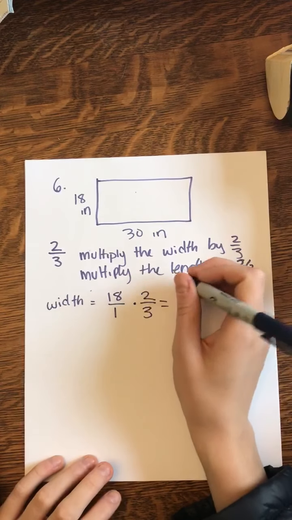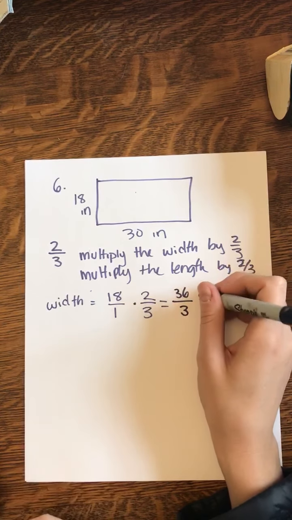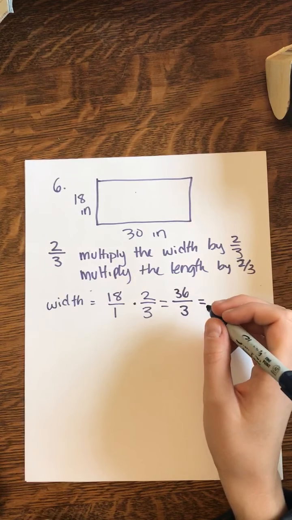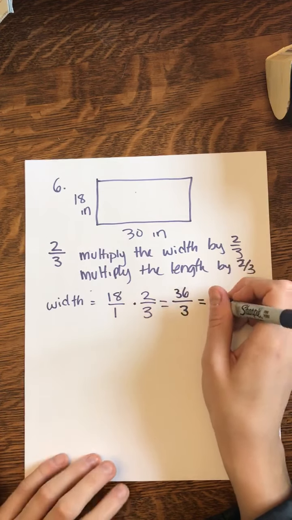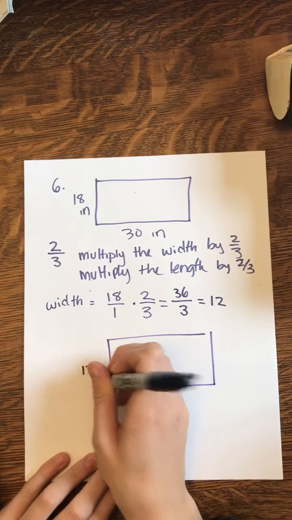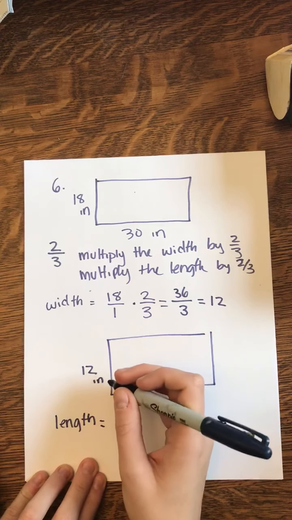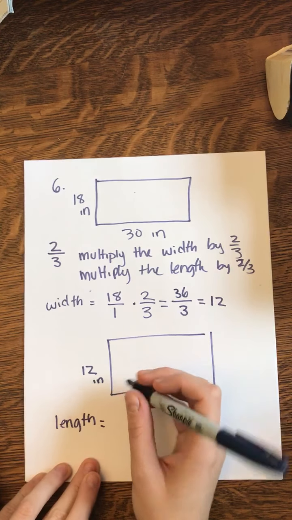So 18 times 2 is 36, and it's 36 over 3. I can simplify that. 3 goes into 36 12 times. So my new width is 12 inches. And so let's find my length. I do the exact same thing. I multiply my length times my scale factor of 2/3.